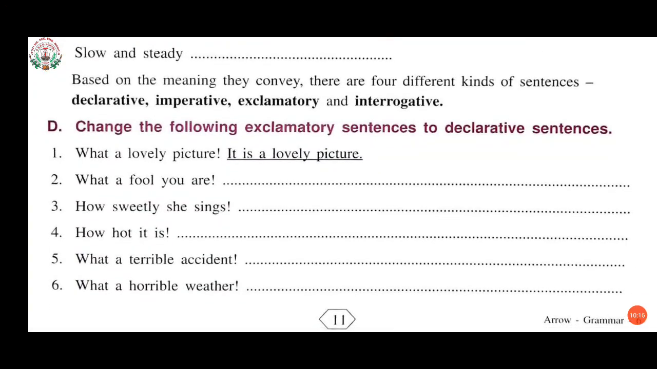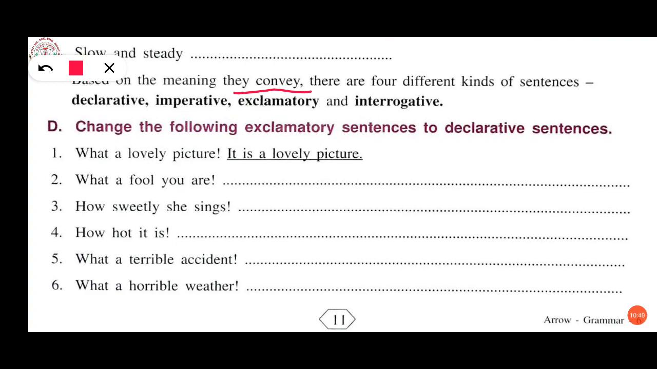Now we have also gone through sentences based on the meaning they convey. Here it is given based on the meaning they convey. There are 4 different kinds of sentences: declarative, imperative, exclamatory and interrogative. So these are the 4 different kinds of sentences we have learned.